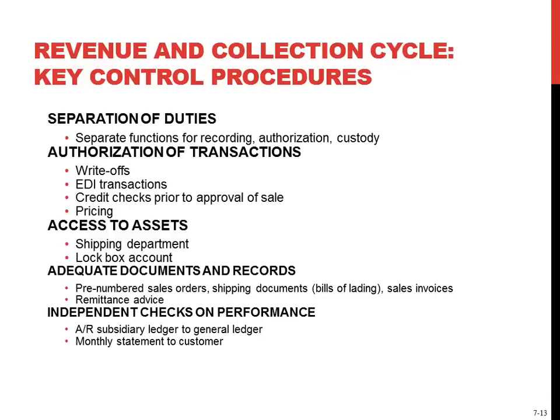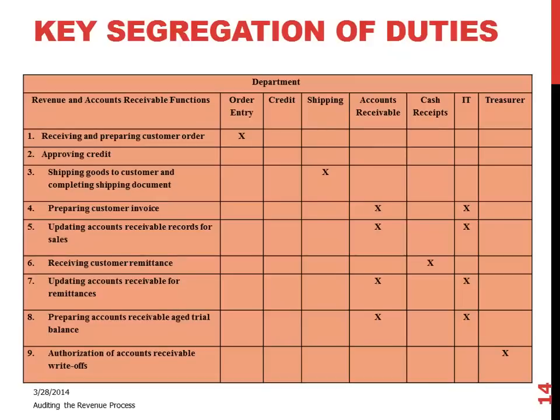procedures. Access to assets, right? You want to make sure that you're protecting or safeguarding your assets. So there should be controls over who has access to checks, who has access to shipping or inventory, things like that. That there are adequate documents and records, as I talked about the importance of pre-numbered documents, independent checks on performance, and that's basically that there are reconciliation procedures going on, and those reconciliation procedures are being reviewed and approved.